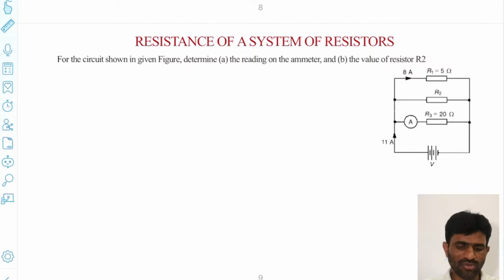But now what is the question? First question: find the reading of the ammeter. Yes, correct, parallel. So now we have to find the reading across the ammeter, across R3. Current across R3 we have to find, as well as potential difference across R2. How can we find current across R3? That is 20 ohms.